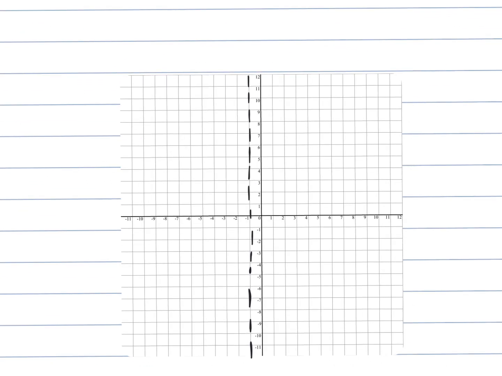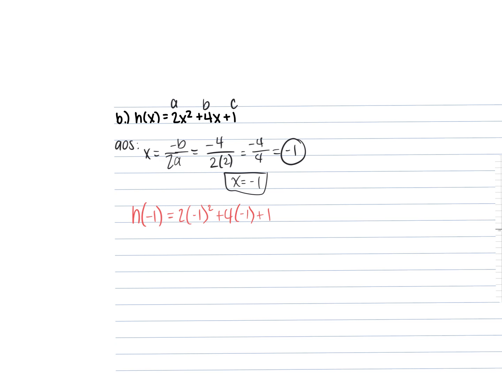I have a question for you guys. How do I already know something about my vertex? It's going to be upside down? Why is it going to be upside down? Because negative. The axis of symmetry was negative, but that does not tell us whether it faces up or faces down. Mia has a very good point, though. It's going to face up because your A is positive. Excellent. It is going to face up because my A value is positive.